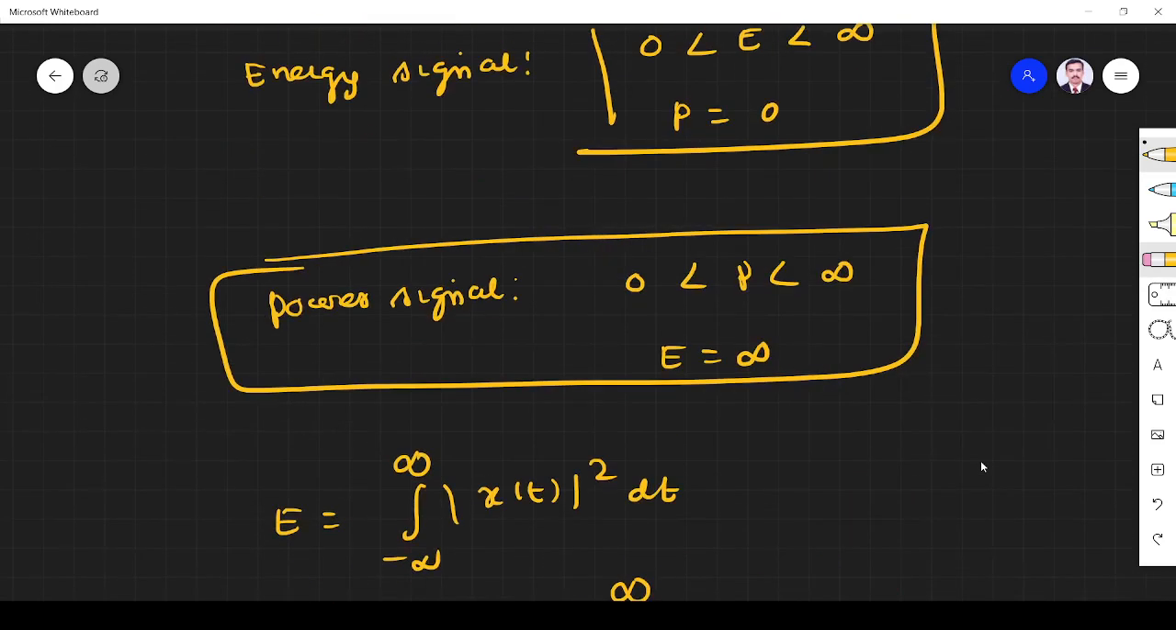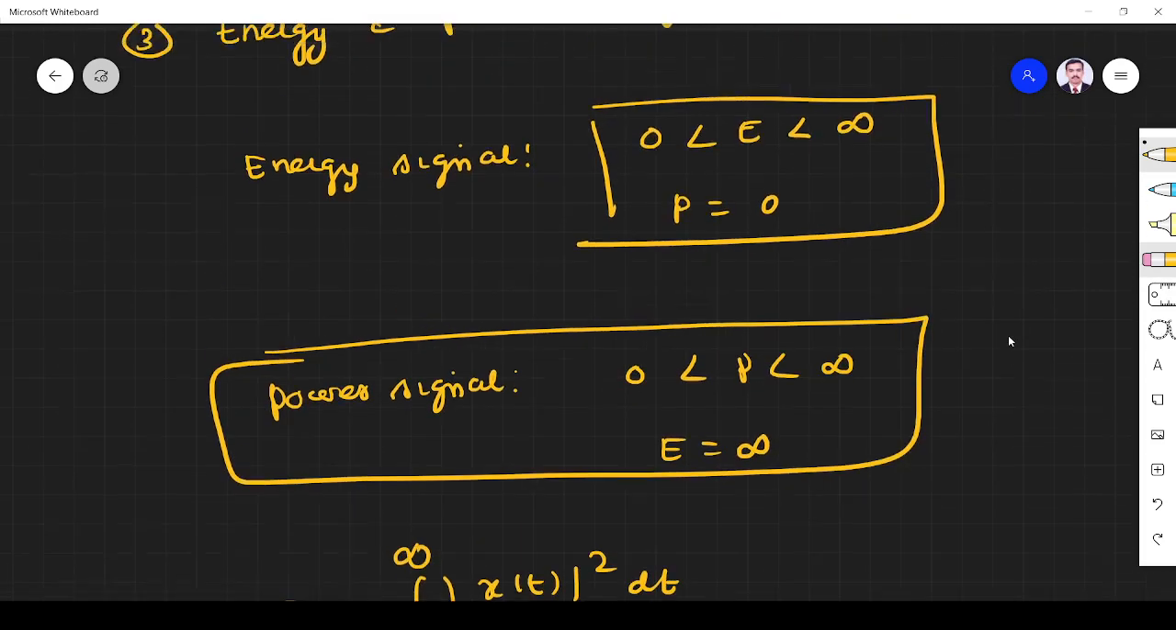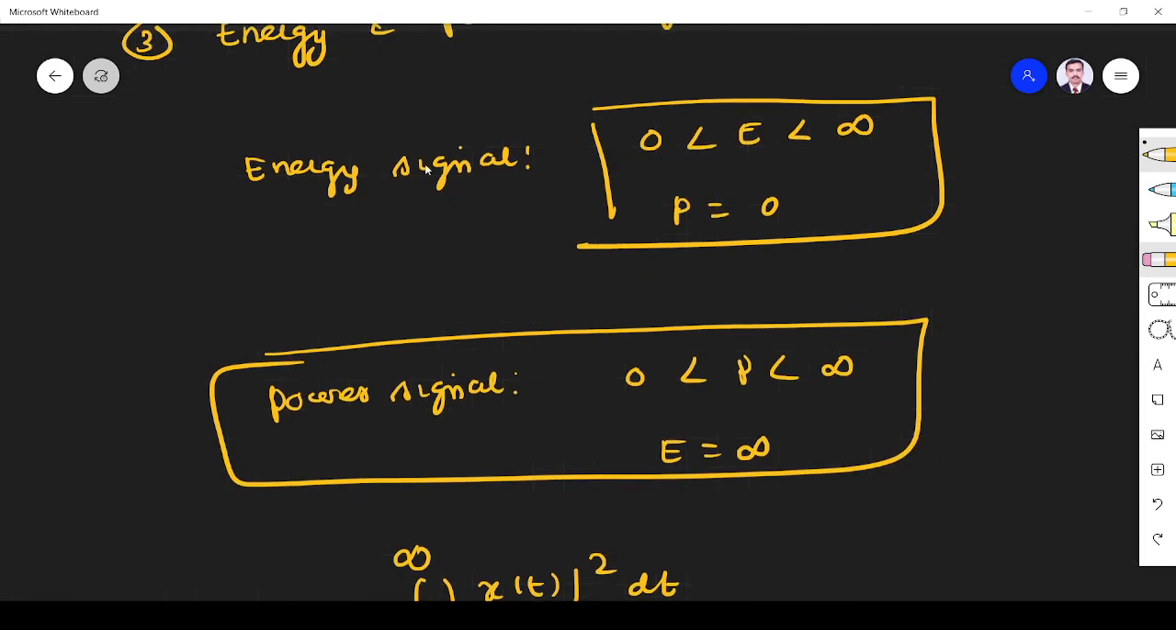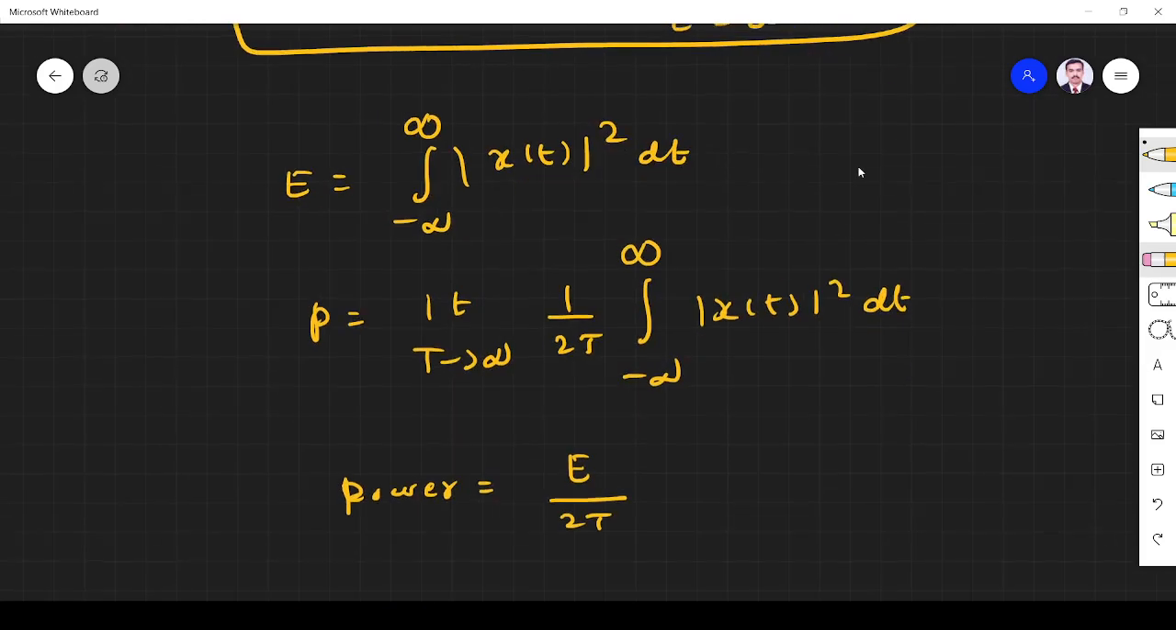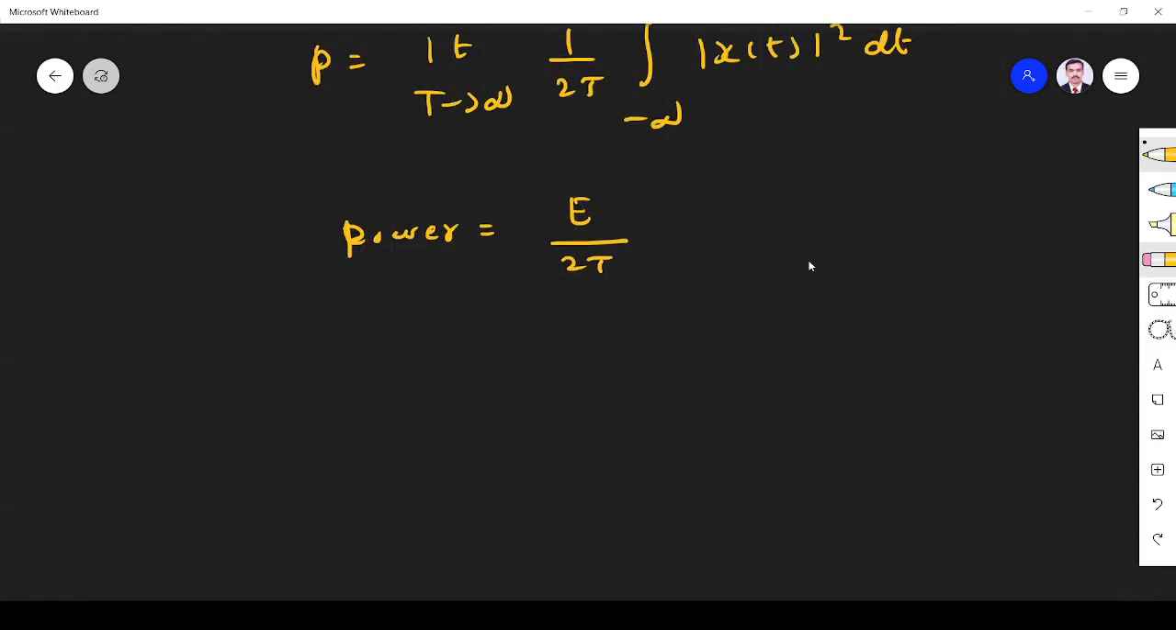Whenever you want to find whether any signal is energy or power, you have to find both energy and power. When energy is finite and power is 0, then only you can say it is an energy signal. If energy is finite and power is not equal to 0, it is not an energy signal. Similarly, if you want to find a power signal, you have to find both power and energy. Power should be finite and energy infinite, then only we can say it is a power signal. If one condition fails, again it is not a power signal. So we must be very careful.